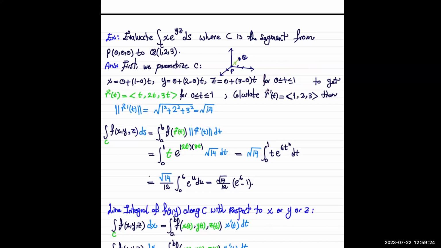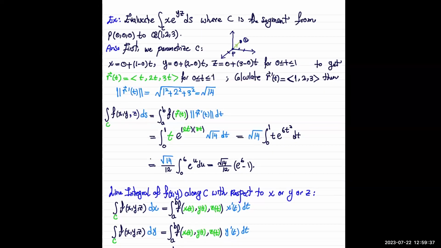Someone else might do the parameterization differently. They could come up with a line where t goes from 0 to 2, but again, this is the standard way of doing the parameterization. So e to the power of 2 times 3, that's a 6. e times t is a t squared. So again, an integral in terms of t only.